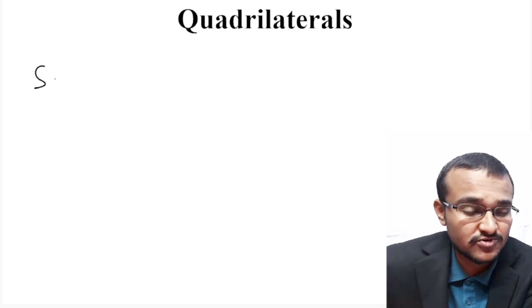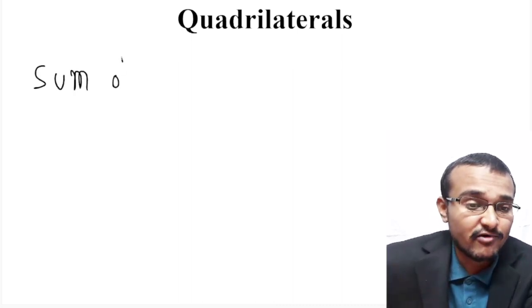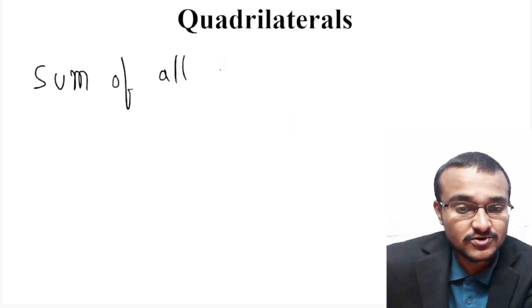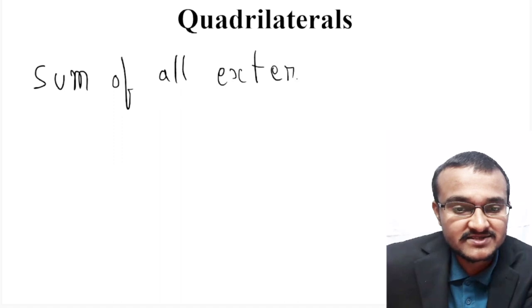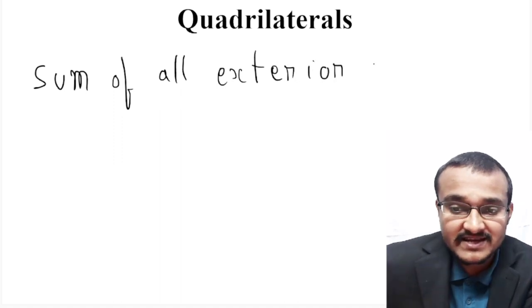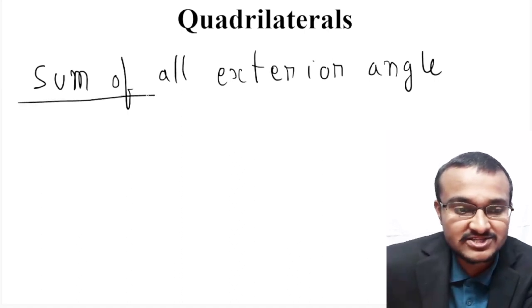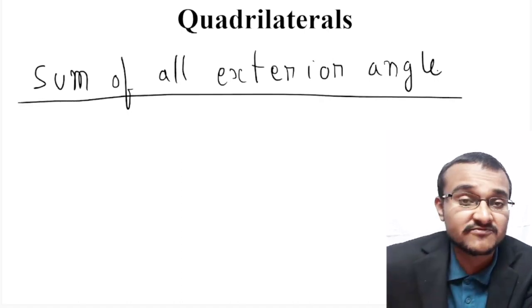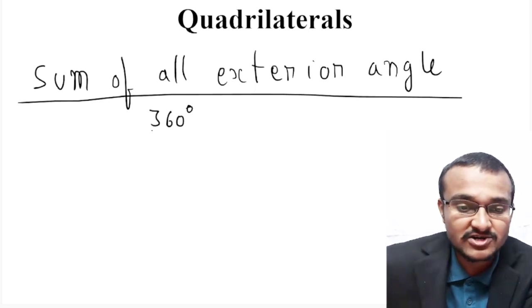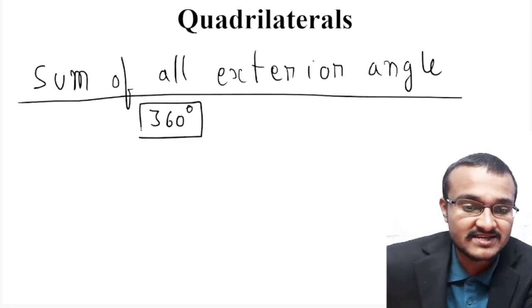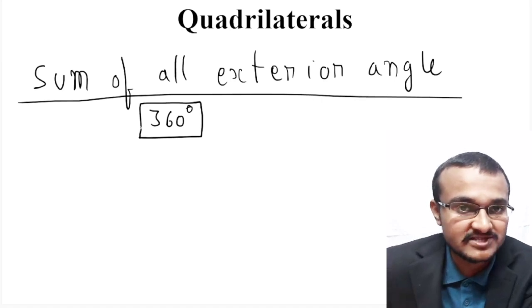Now let us discuss a new concept in this quadrilateral chapter, the sum of all exterior angles. For any polygon, if you consider the sum of all exterior angles, it will always be equal to 360 degrees. So if you add all exterior angles of any polygon, it will always be equal to 360 degrees. This is one particular property you should always remember.